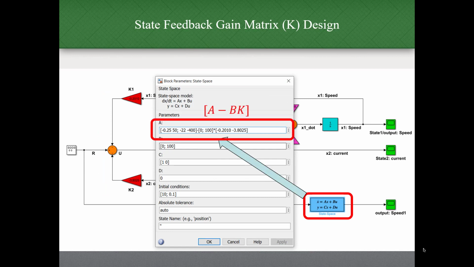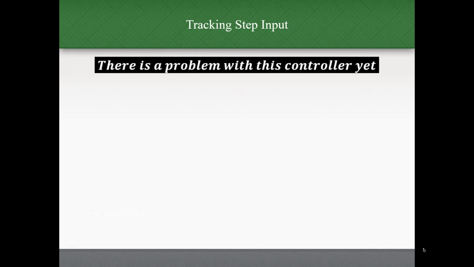To do the same with the state space model in MATLAB, you can write the A matrix as A minus BK. This will produce the same result for you. The main problem until here is that we placed our poles to a new position, and it is normally called a controller, but it doesn't track our inputs.